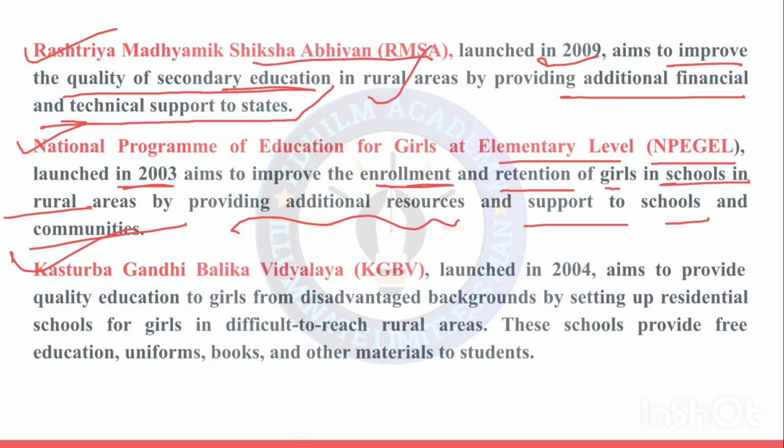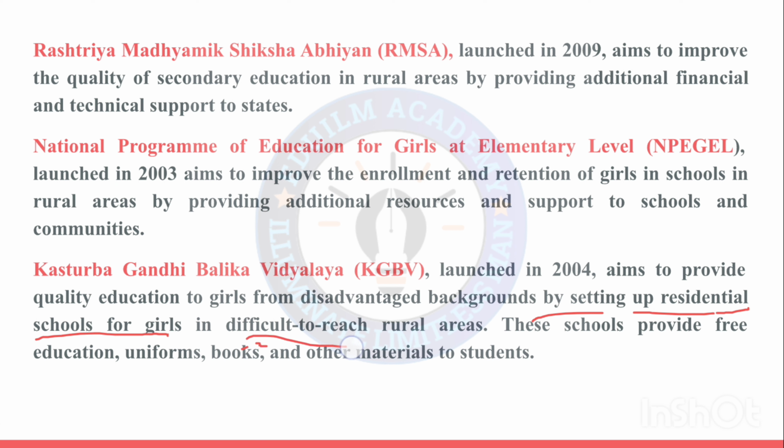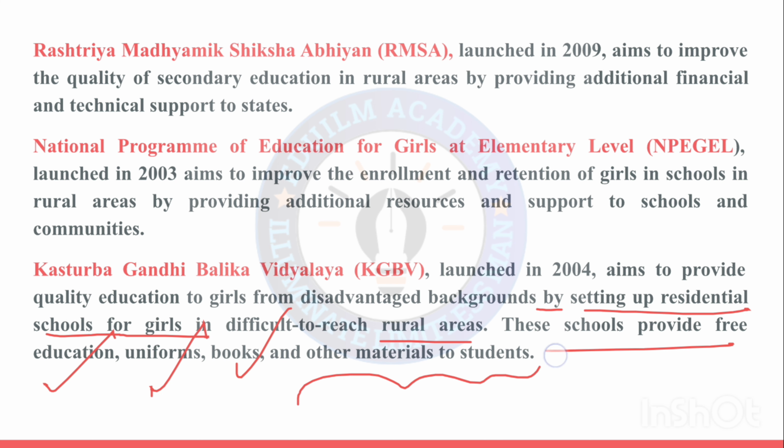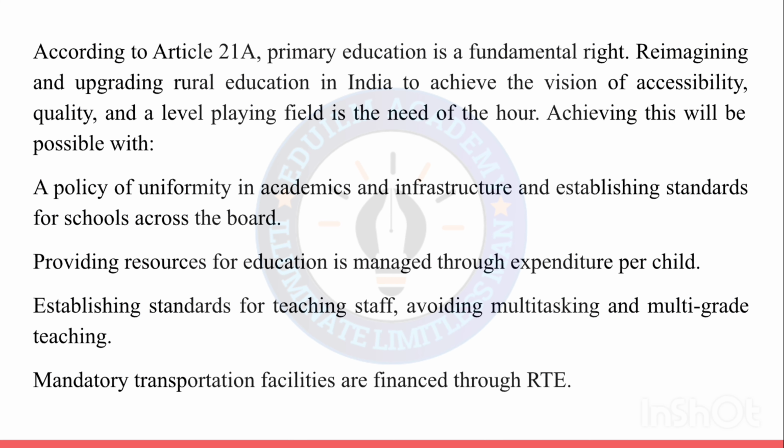and communities. Kasturba Gandhi Balika Vidyalaya, KGBV, launched in 2004, aims to provide quality education to girls from disadvantaged backgrounds by setting up residential schools for girls in difficult-to-reach rural areas. These schools provide free education, uniforms, books, and other material to students.